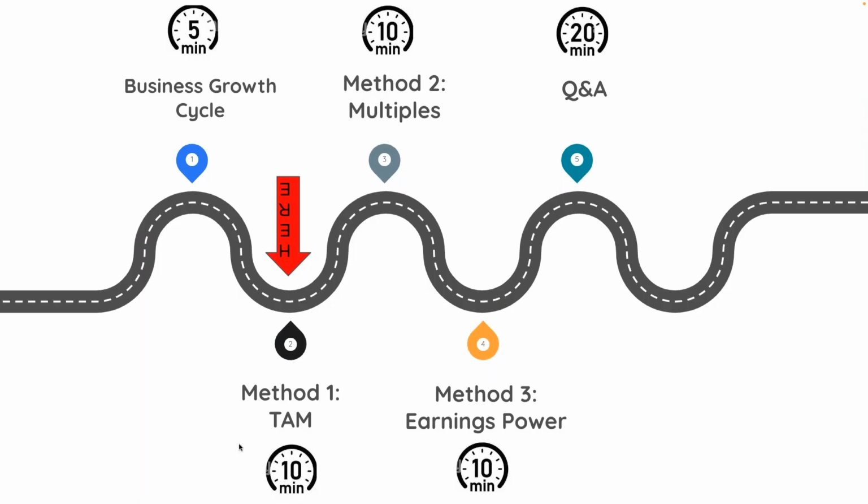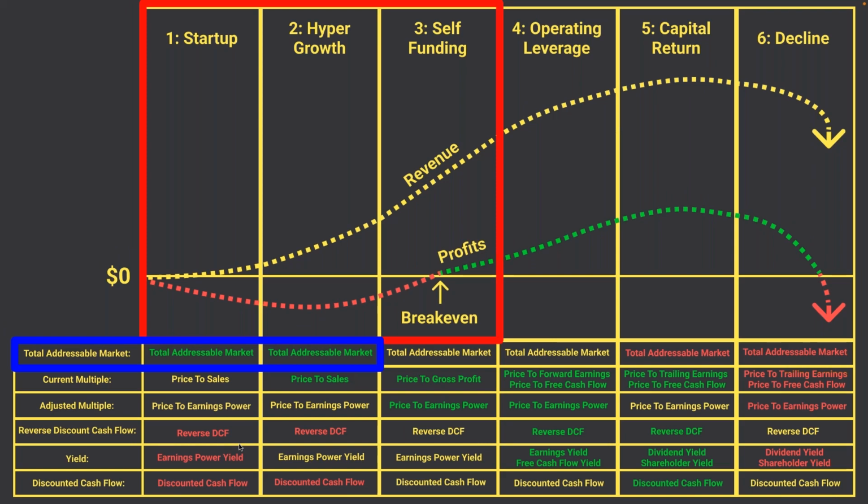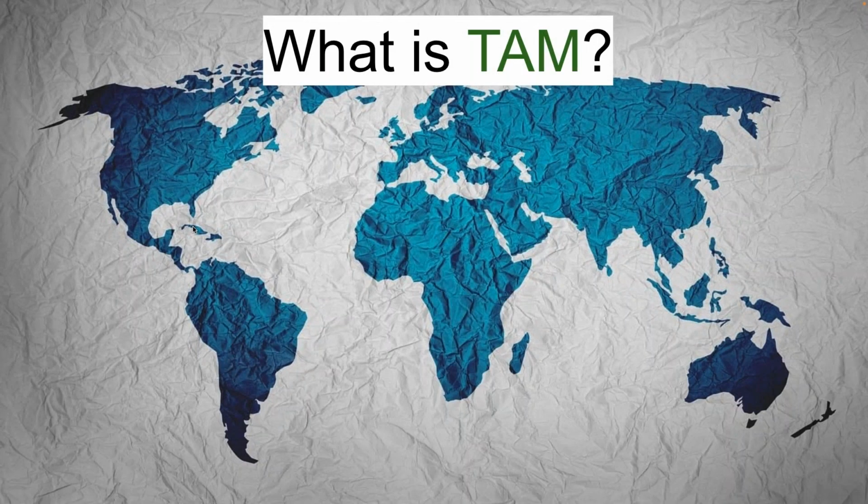So let's dive into each of those 3 methods in detail, starting with methodology number 1, which is total addressable market or TAM analysis. Now, TAM analysis is most useful when a company is in the startup phase or in the hypergrowth phase. It's somewhat useful in stages 3 and 4, but this is not a valuation methodology that you should use in phase 5 or phase 6. So if we come across a company that's in the startup phase, how does TAM analysis work?